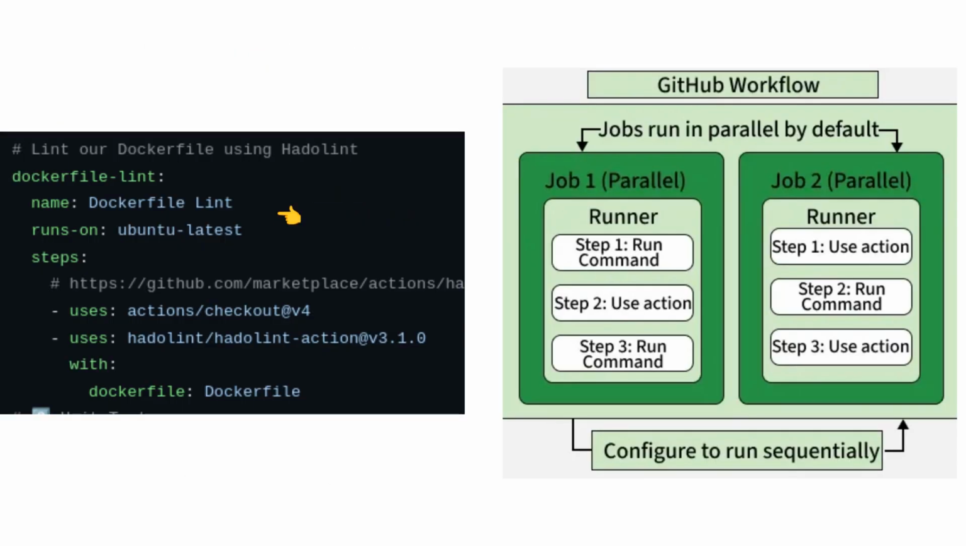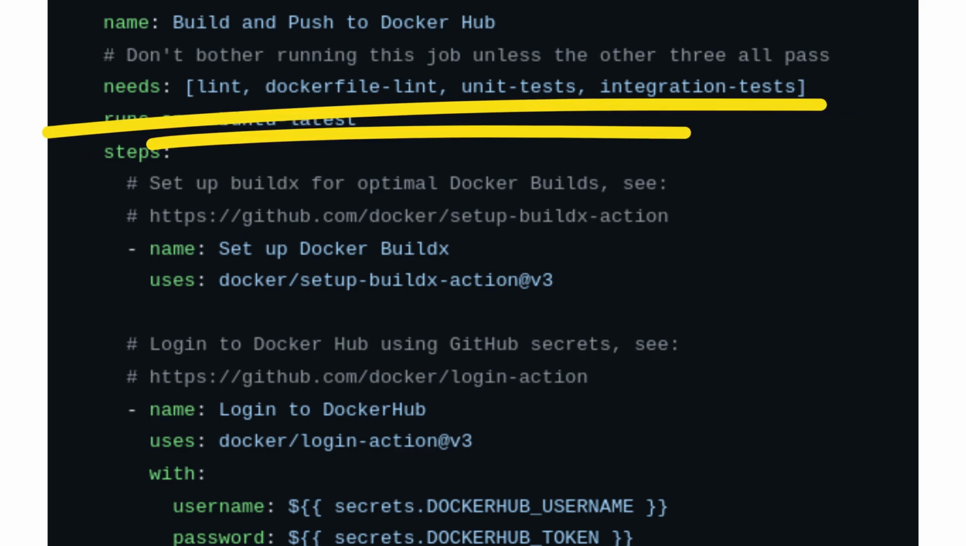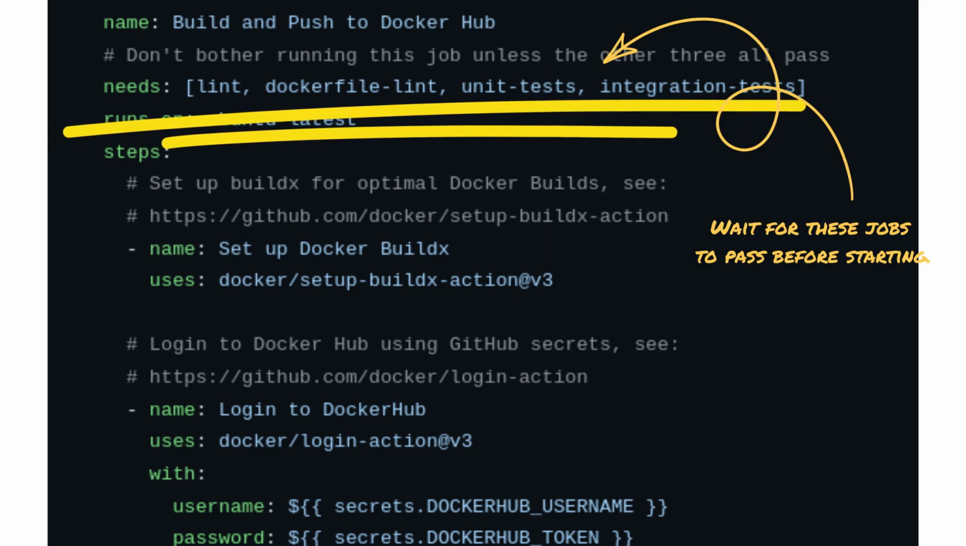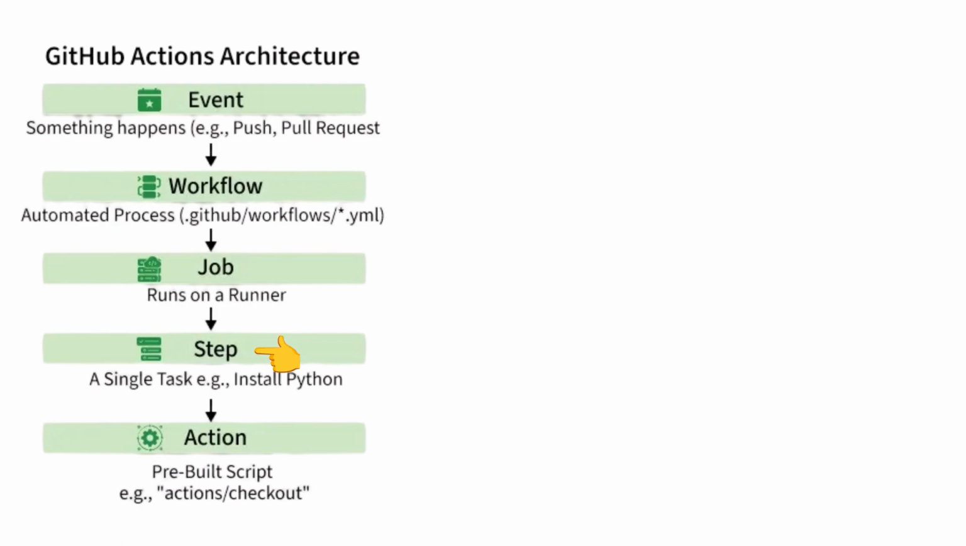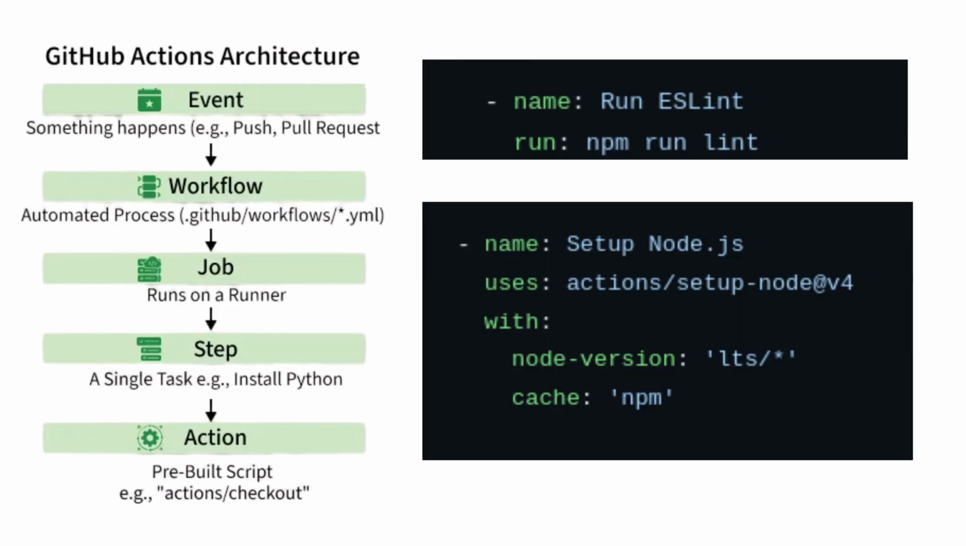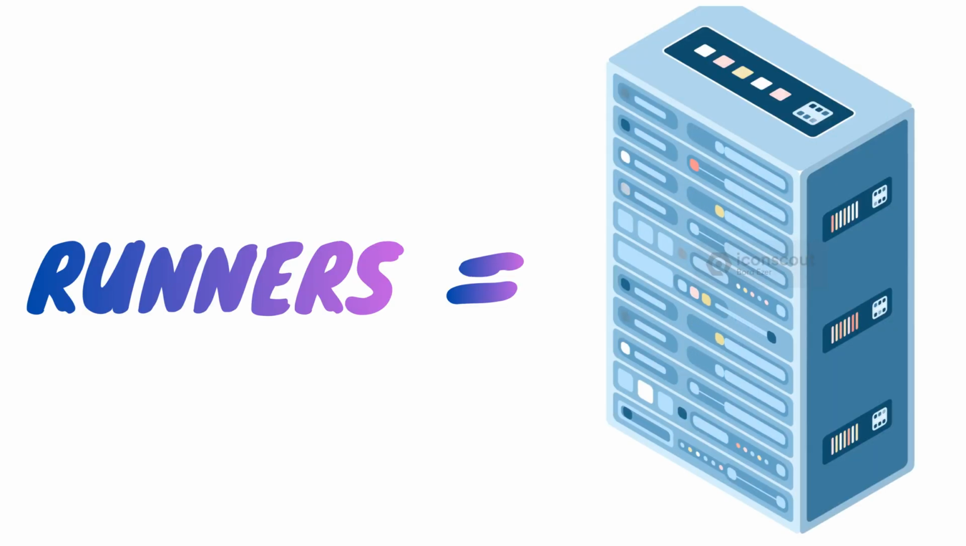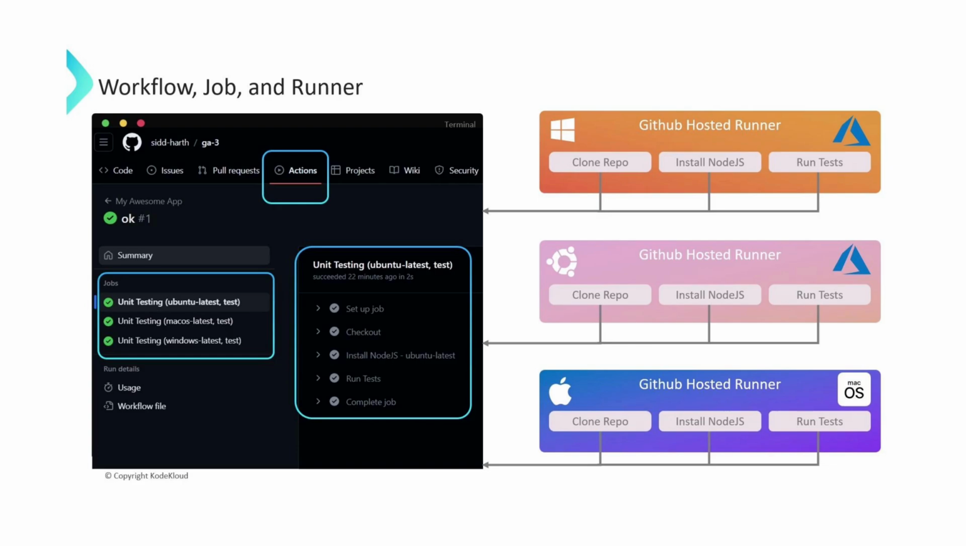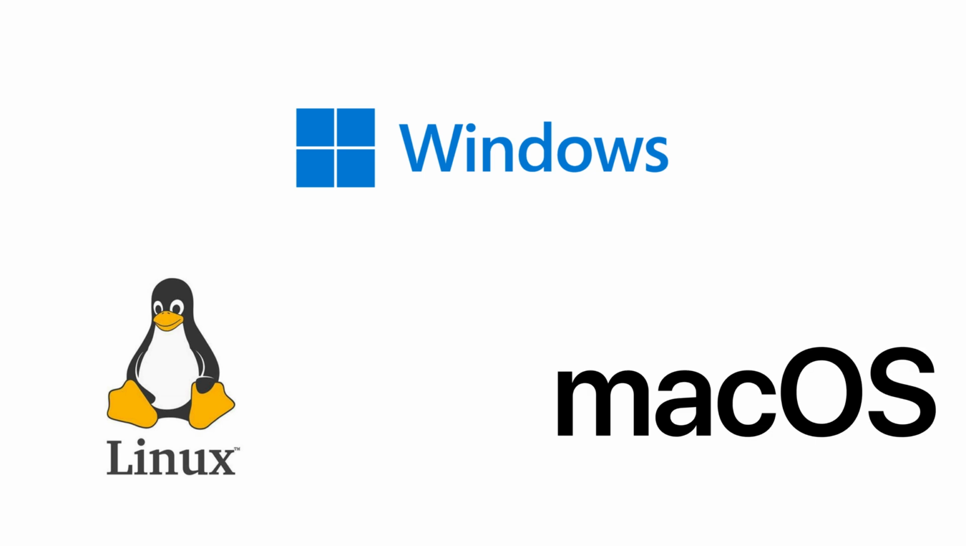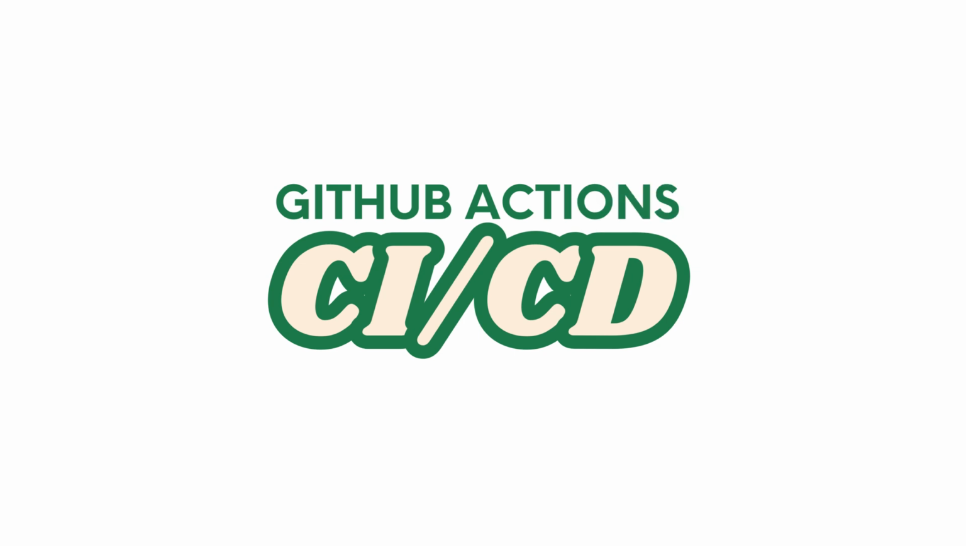Jobs run in parallel by default, but you can use the needs keyword to create dependencies and control execution order. Step: an individual unit of work within a job, consisting of either a shell command or a pre-built action. Runners: the infrastructure, either GitHub-hosted or self-hosted, that provides the OS environment, such as Linux, Windows, or macOS, to execute your code. Now that we know about the components, let's look at two distinct types of workflows that make modern development possible: continuous integration and continuous deployment.